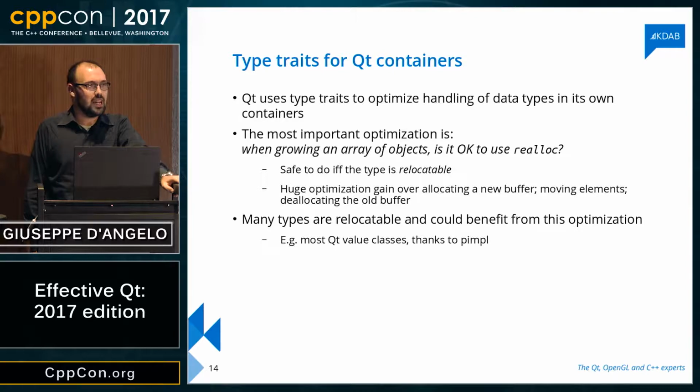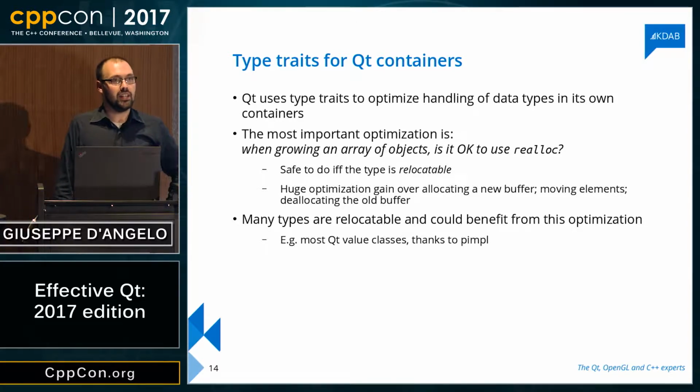So what's the story with type traits? Nobody told me that you needed type traits in order to insert a type into a container. Qt uses a few type traits to basically just optimize the handling of data types inside its own containers. And the most important optimization that Qt can do with a given data type in a container is this one: when growing an array of objects of a given data type, can I just use realloc?